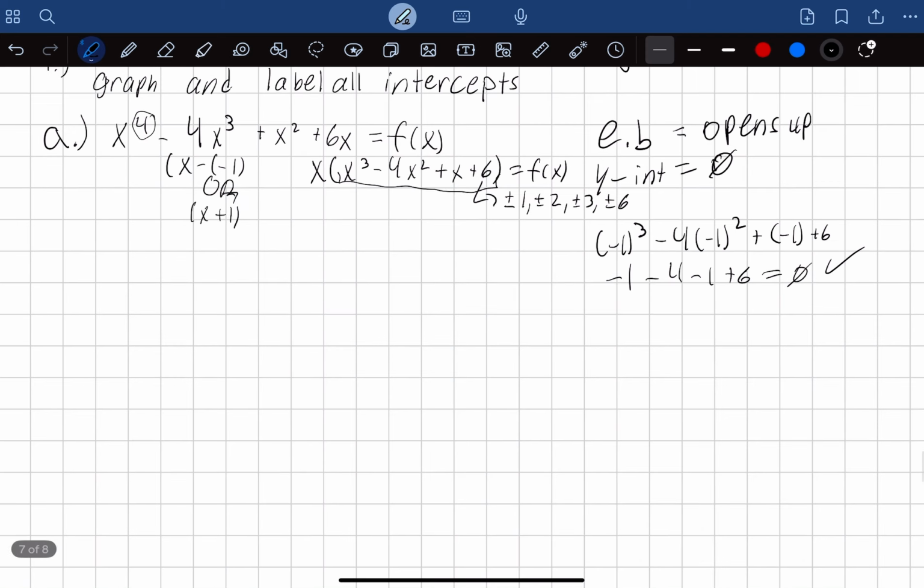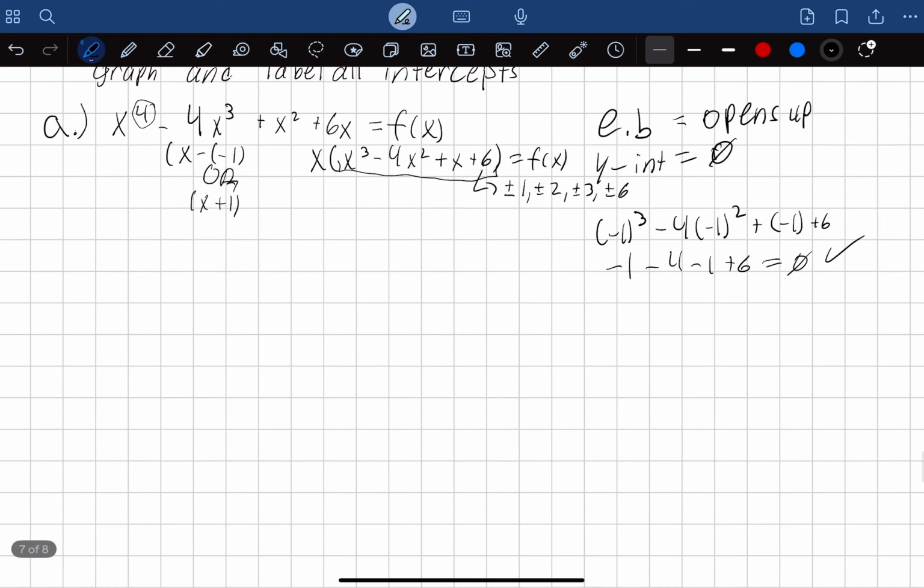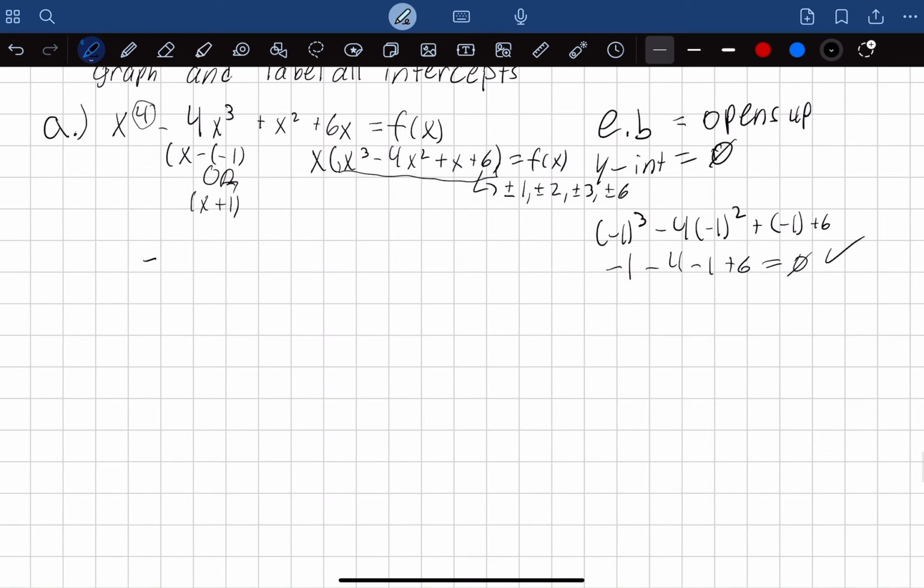So now I'm going to synthetically divide using negative 1. So if we look here, we have negative 1, and then as for our coefficients, we have 1, negative 4, 1, 6. So I'm going to drop the 1 down. We get 1, negative 1, negative 5. 5 times negative 1, so it's going to be 5 and 6, negative 6, so 0.